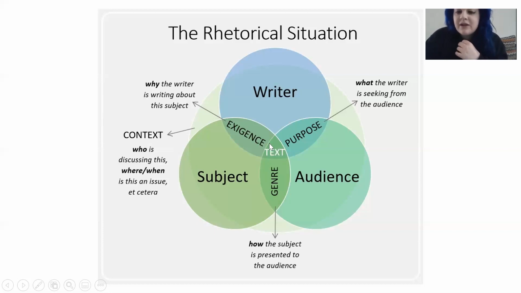So as you can see, in the middle here is the word text, right? So this is what we're analyzing. It can be a text, it can be a movie, it can be a music video. That is what is at the center of all this.